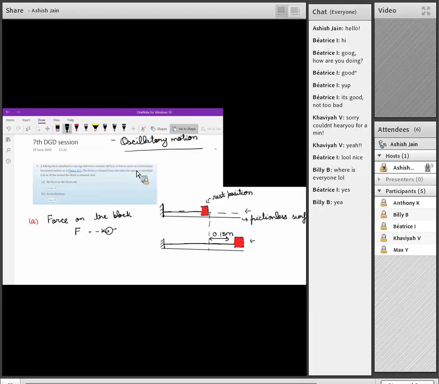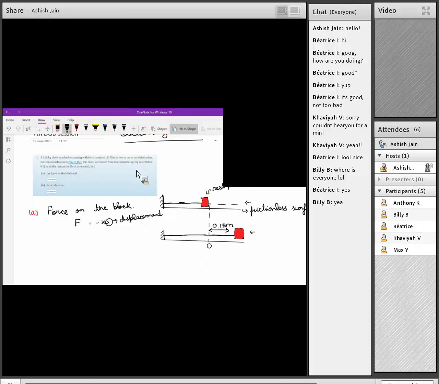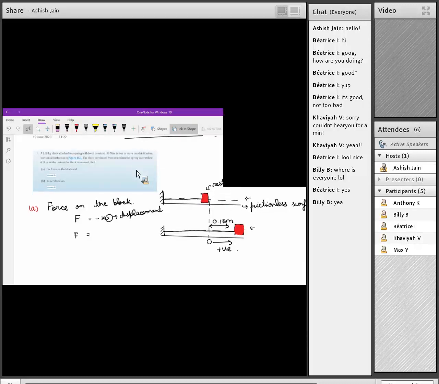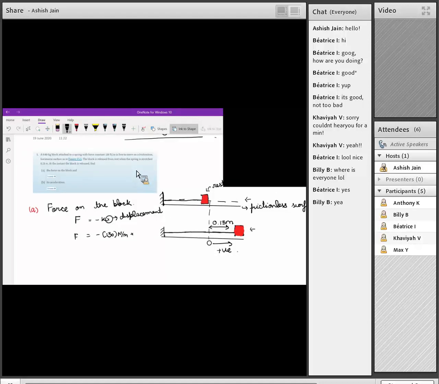If you remember Hooke's law, where x is your displacement. Let's say this is the origin. Then we say on our right of the origin, distance is positive. That means force is simply minus 130 Newton per meter into 0.13.